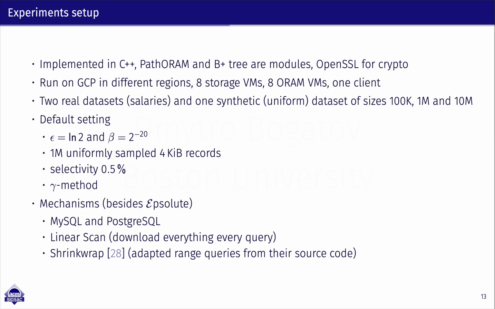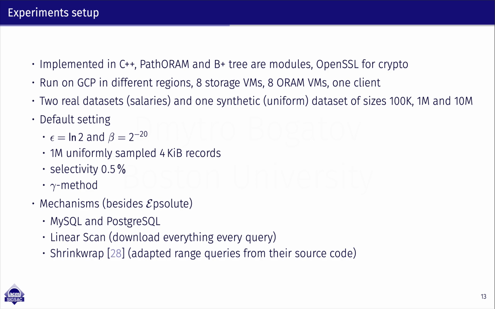For the default setting, we set the epsilon and beta to standard values in the literature, and we used a uniform dataset with 1 million 4 kilobyte records. The query set has selectivity of 0.5%, meaning that the query targets 0.5% of the data, and we use the shared DS method. We also compared Epsolute against relevant solutions.